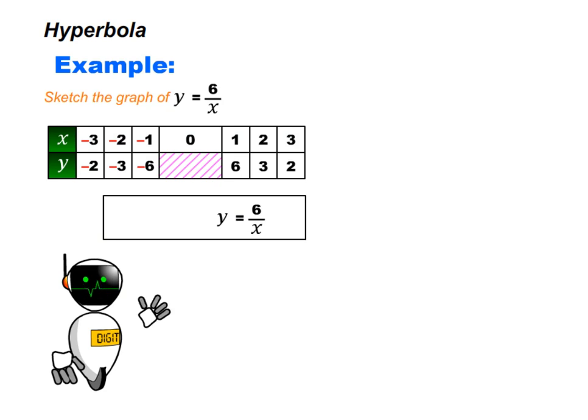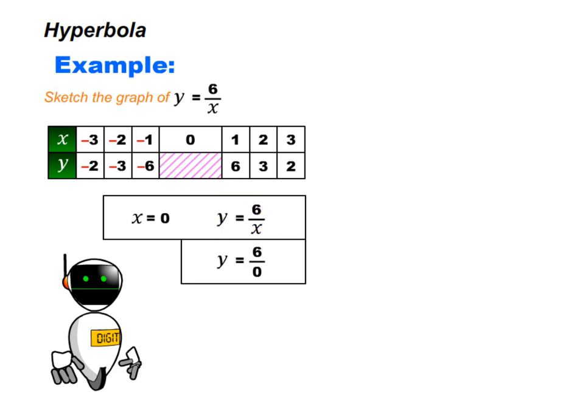Phoenix, why did you exclude 0? What are we going to write in this shaded block? You ask a very good question. Let us put x is equal to 0 in the equation y is equal to 6 over x, and let's see what happens.